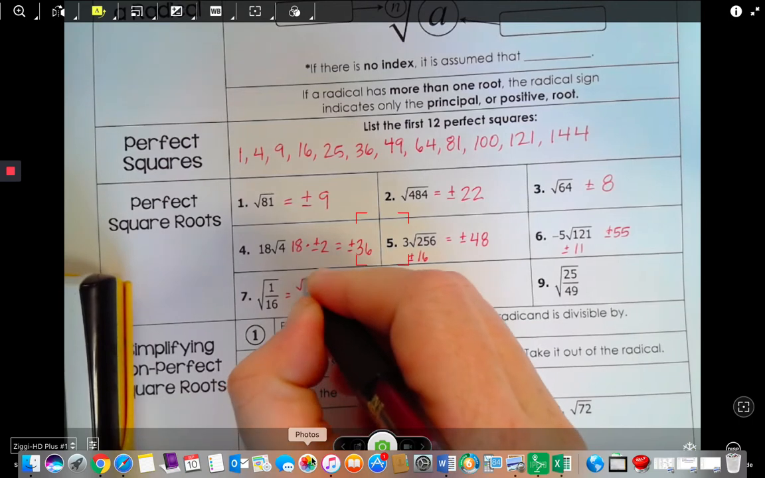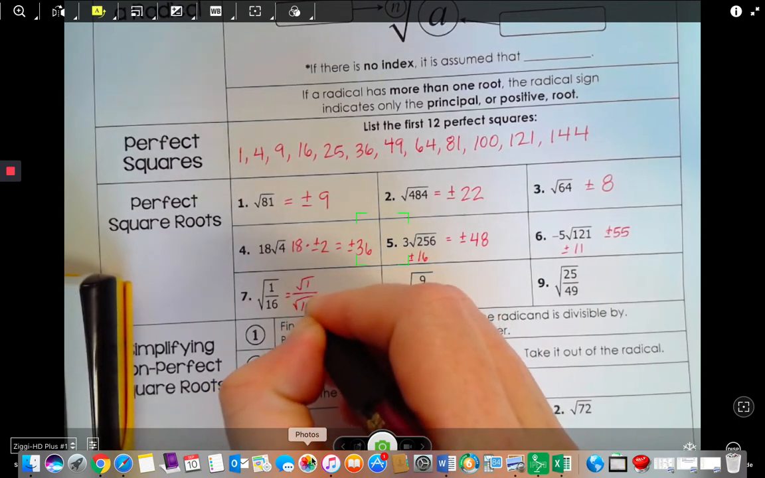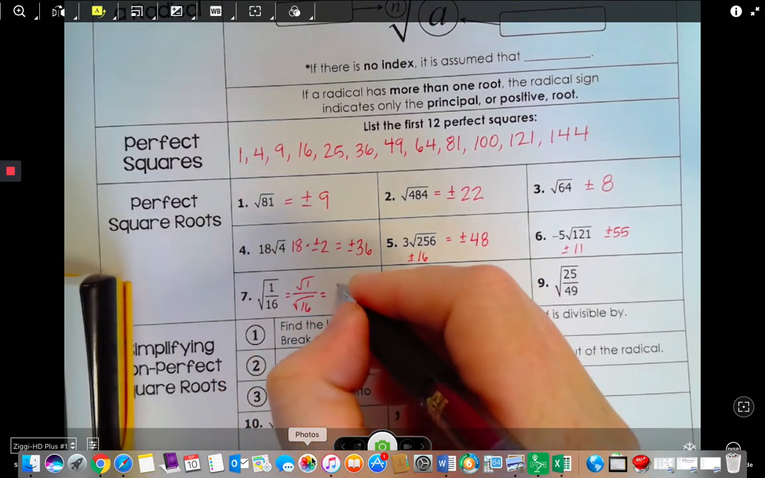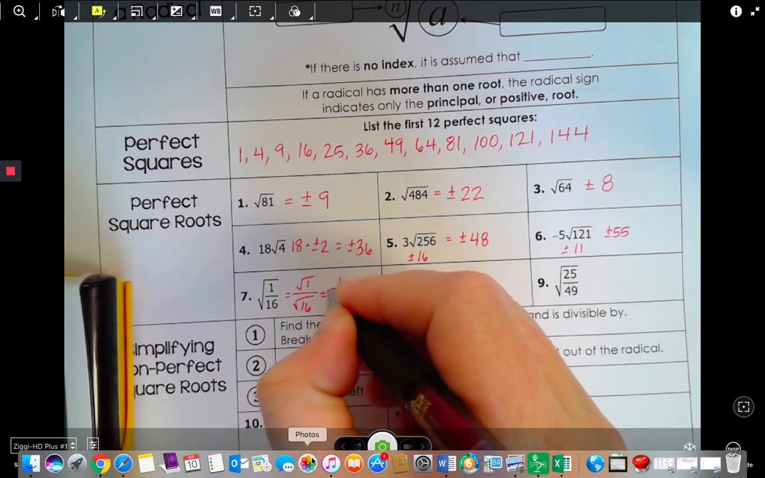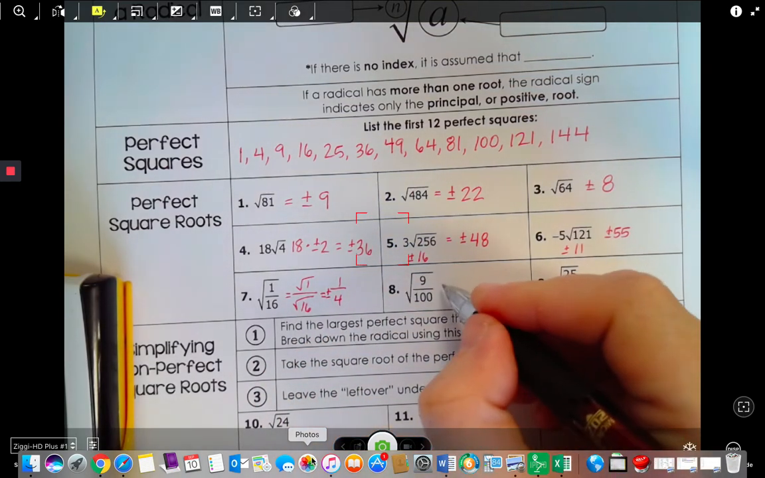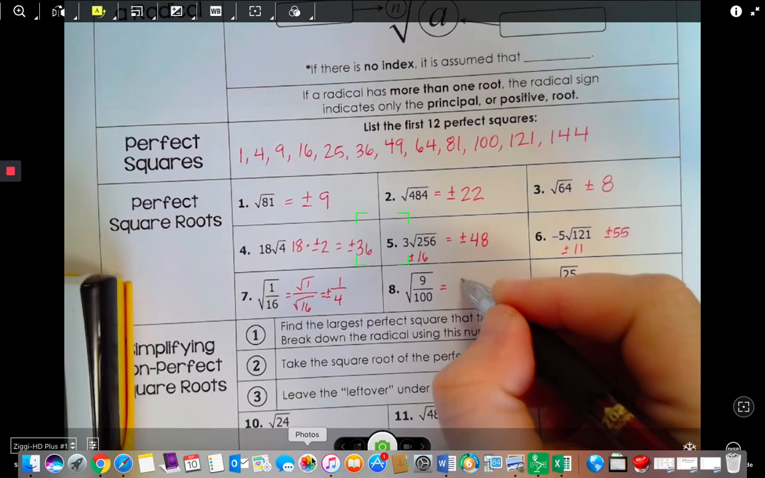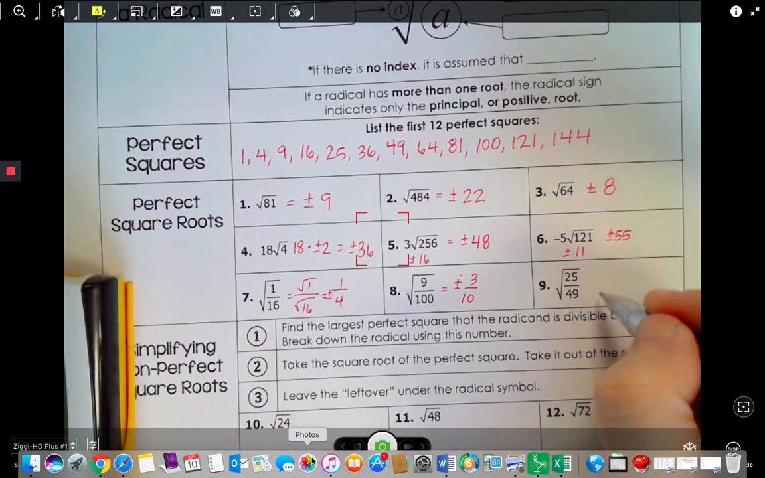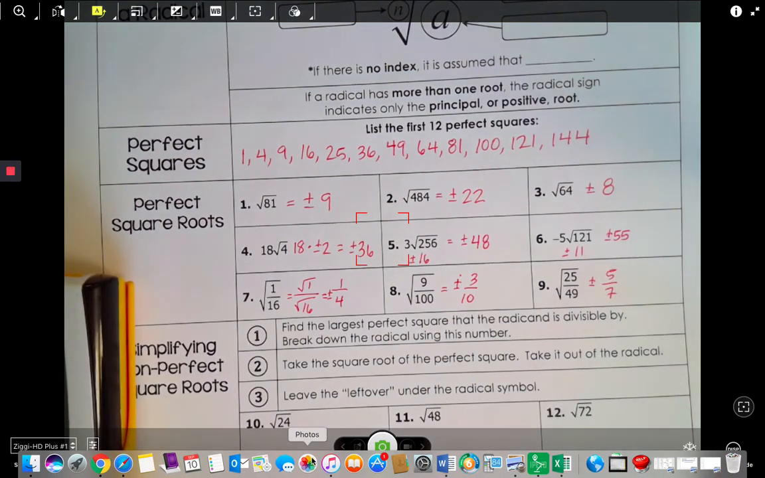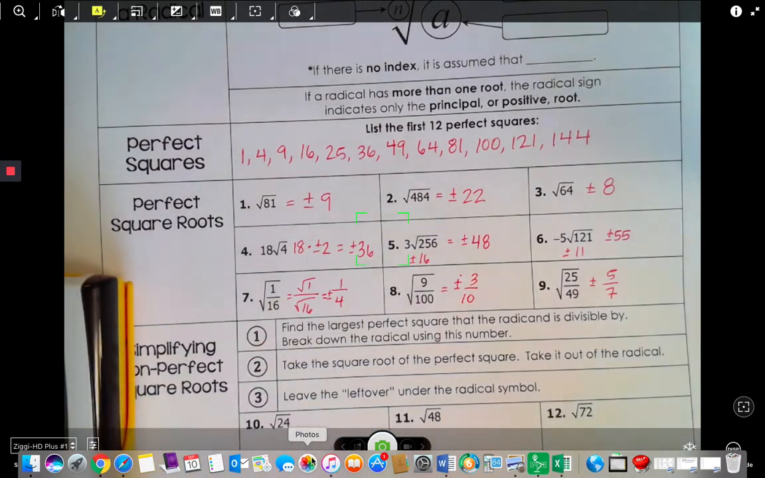These are much easier than they seem. You break it down, square root of 1 divided by the square root of 16, which is 1 over 4, or plus or minus 1 over 4. Same for this one, square root of 9, so plus or minus 3 over 10. And then this one would be plus or minus 5 over 7. Not bad, you just break it up as 2 separate ones.